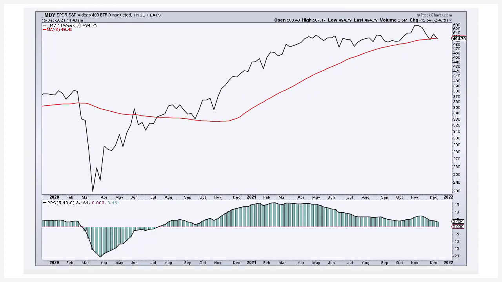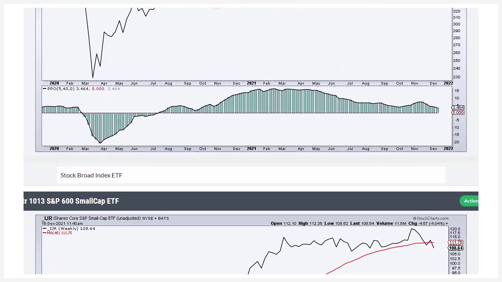And then we get to mid caps, and we already start to see some trouble because you can see we closed below the 40-week EMA 3 weeks ago. We're below it now. We'll see where we close this week. And you can see the 5/40-week PPO there is at 3.46%. So this one is less strong. What looked like a breakout there in November failed, and it moved back into this consolidation zone. So you go down to mid caps and you're at the 40-week basically.